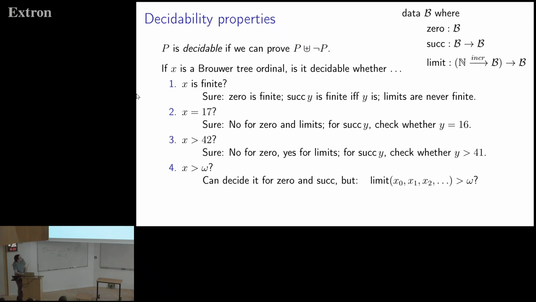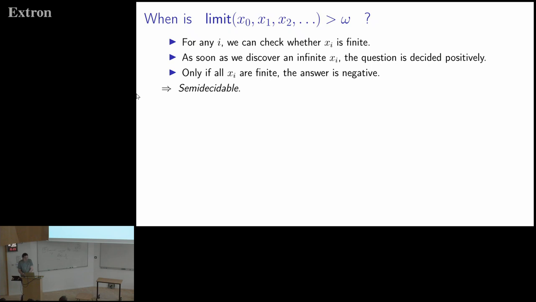For a successor, well, you assume that you know it for the predecessor. But now the big question is, how can we decide whether the limit of the sequence x0, x1, x2, and so on is strictly above omega? So let's see. If we go through the sequence, we said that for any xi, we can check whether xi is finite. And as soon as we discover some xi that is infinite, the question is decided positively.